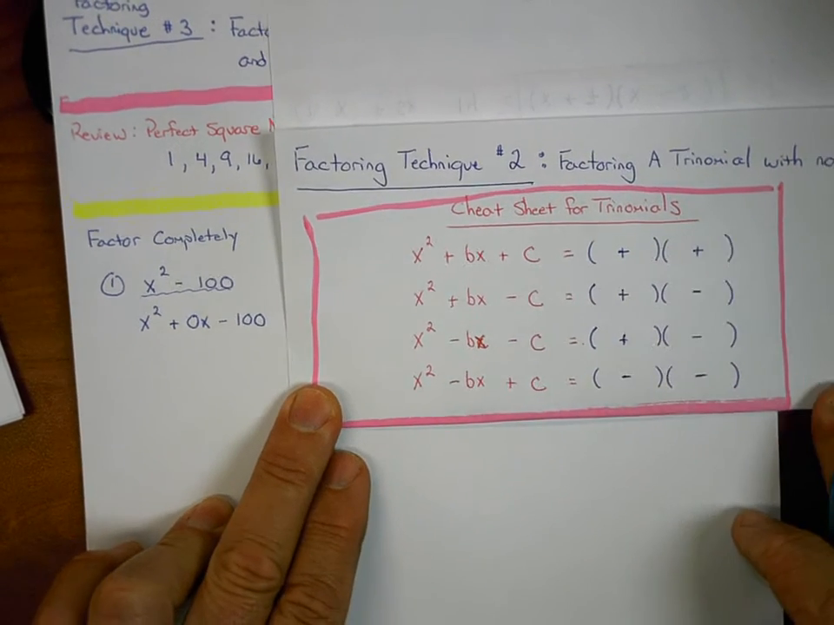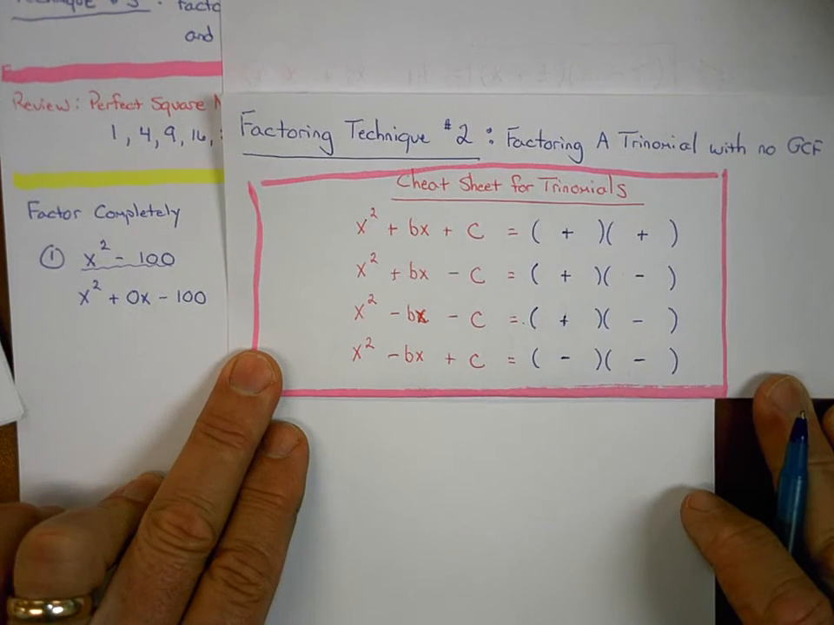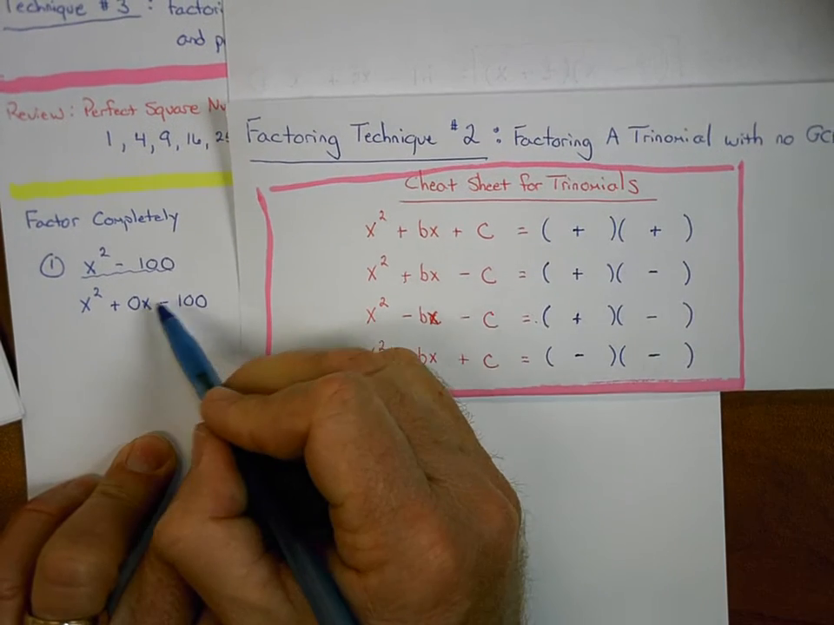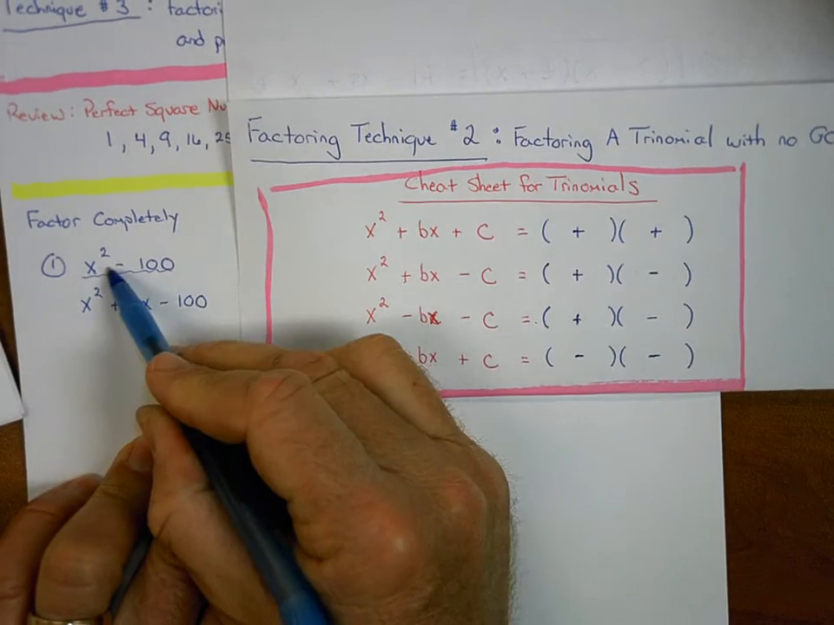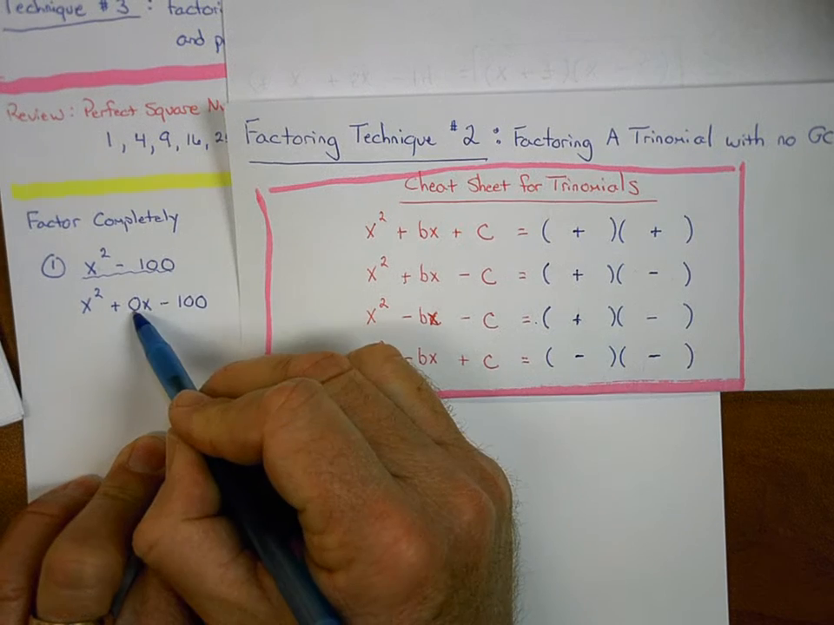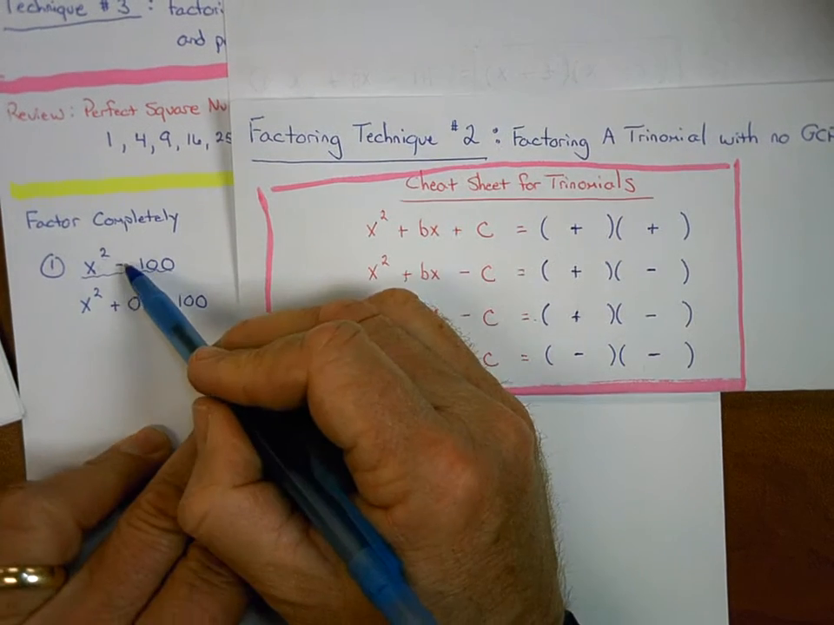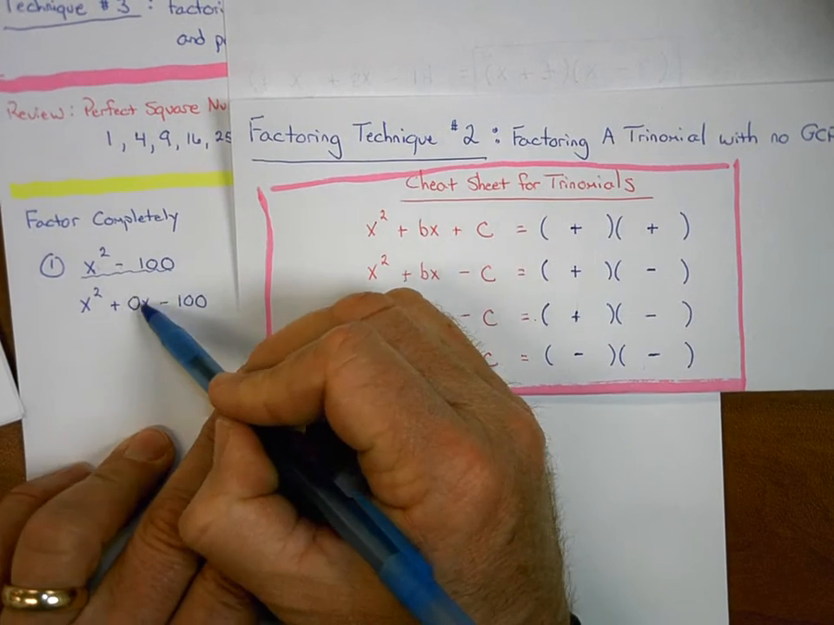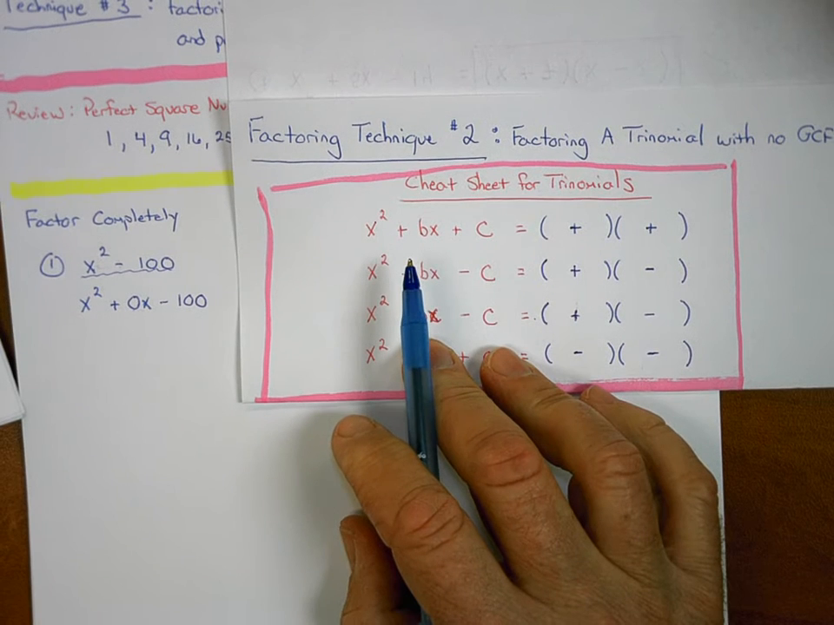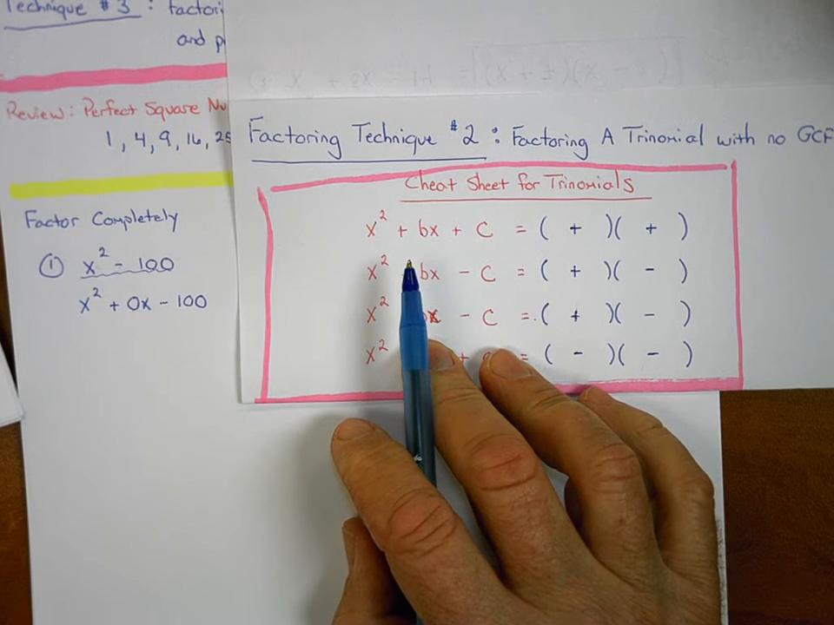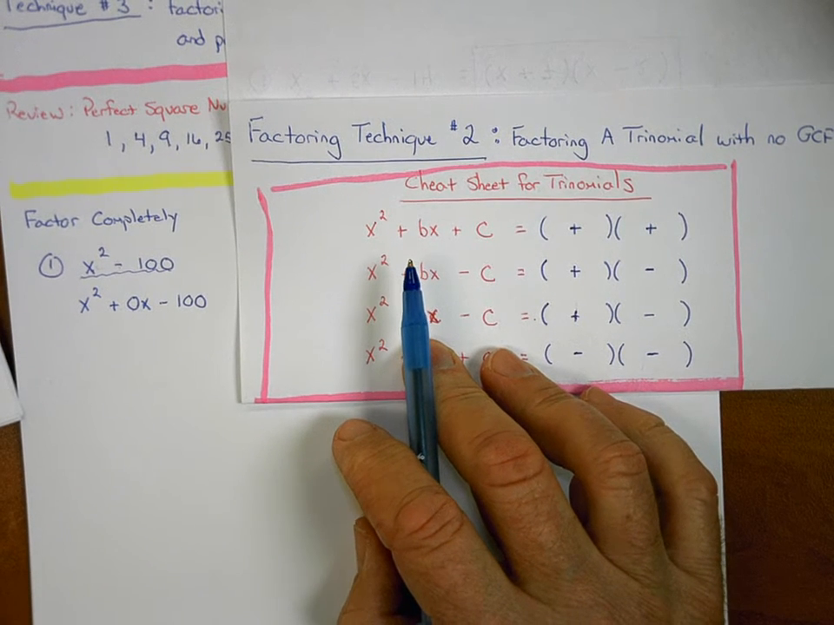Then we are going to refer to our cheat sheet. You got your cheat sheet for trinomials from yesterday. So we're going to factor this trinomial now, even though it's a binomial, we turned it into a trinomial. Do you guys all agree that x squared minus 100 is the exact same thing as x squared plus 0x minus 100? Do you agree with that, Gavin?